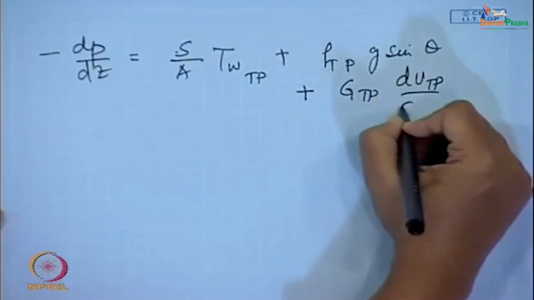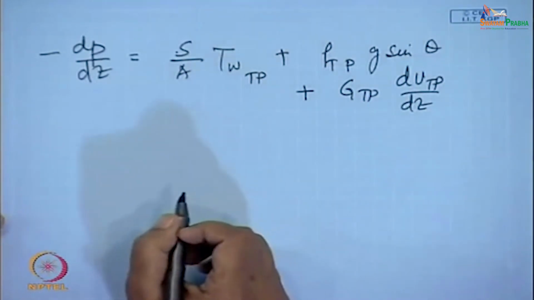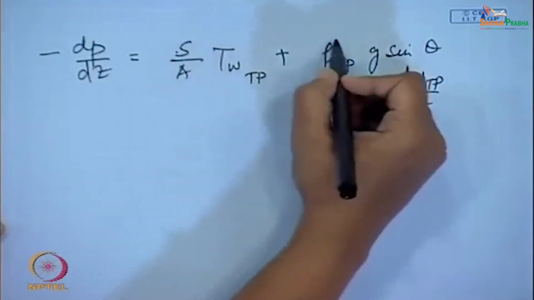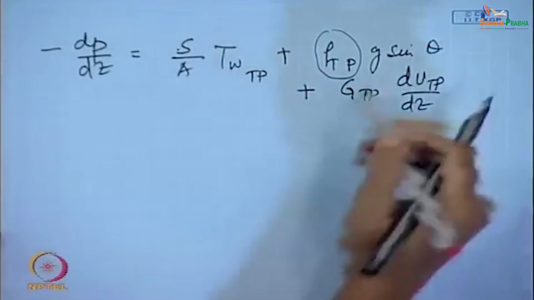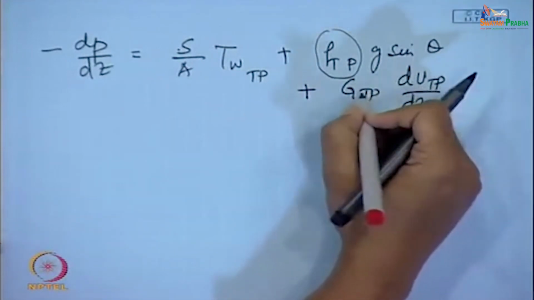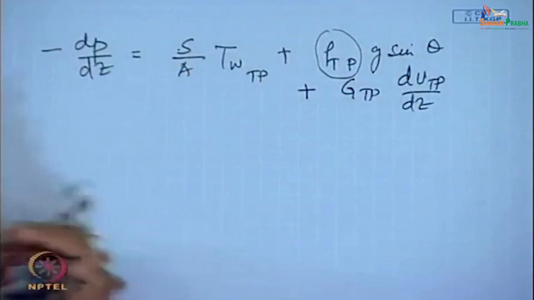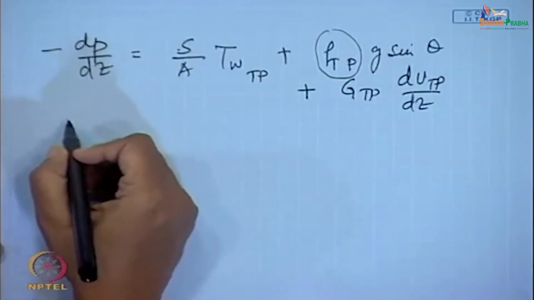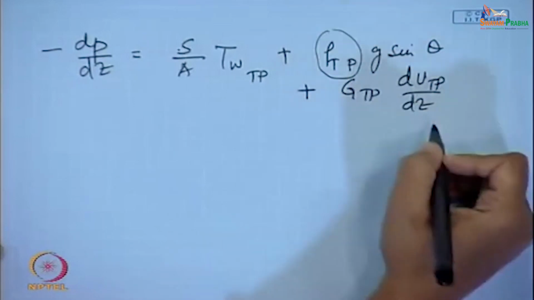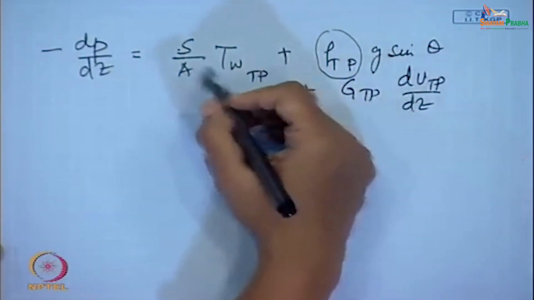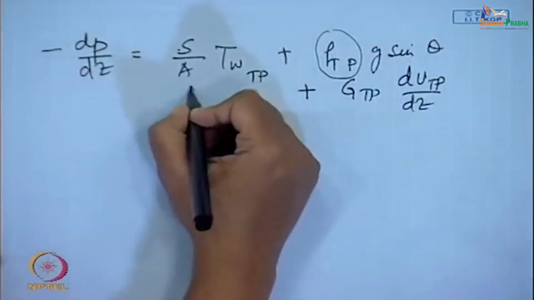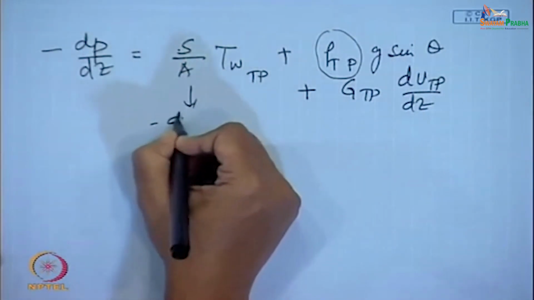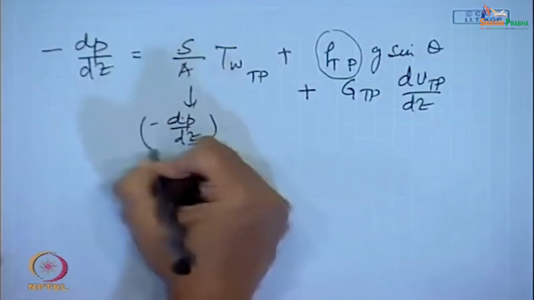This is the expression which we had obtained. Now, in this particular scene, I have already told you how to define rho Tp. SA etc. you already know. So, as I have told you, let us take up term by term and see how it can be expressed in terms of measurable parameters. Initially, let us take up the frictional pressure gradient.